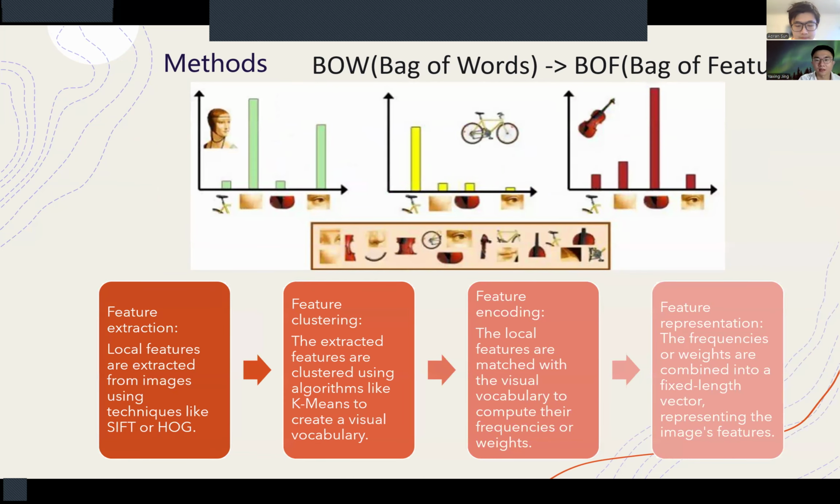And the next method is called bag of features, which comes from bag of words. We do feature extraction, feature clustering, feature encoding, and feature representation in this method. First, the local features are extracted from images using techniques like SIFT or HOG, and the extracted features are clustered using an algorithm like k-means to create a visual vocabulary. After that, the local features are matched with the visual vocabulary to compute their frequencies or weights. And then last, the frequencies or weights are combined into a fixed-length vector representing the image's features.